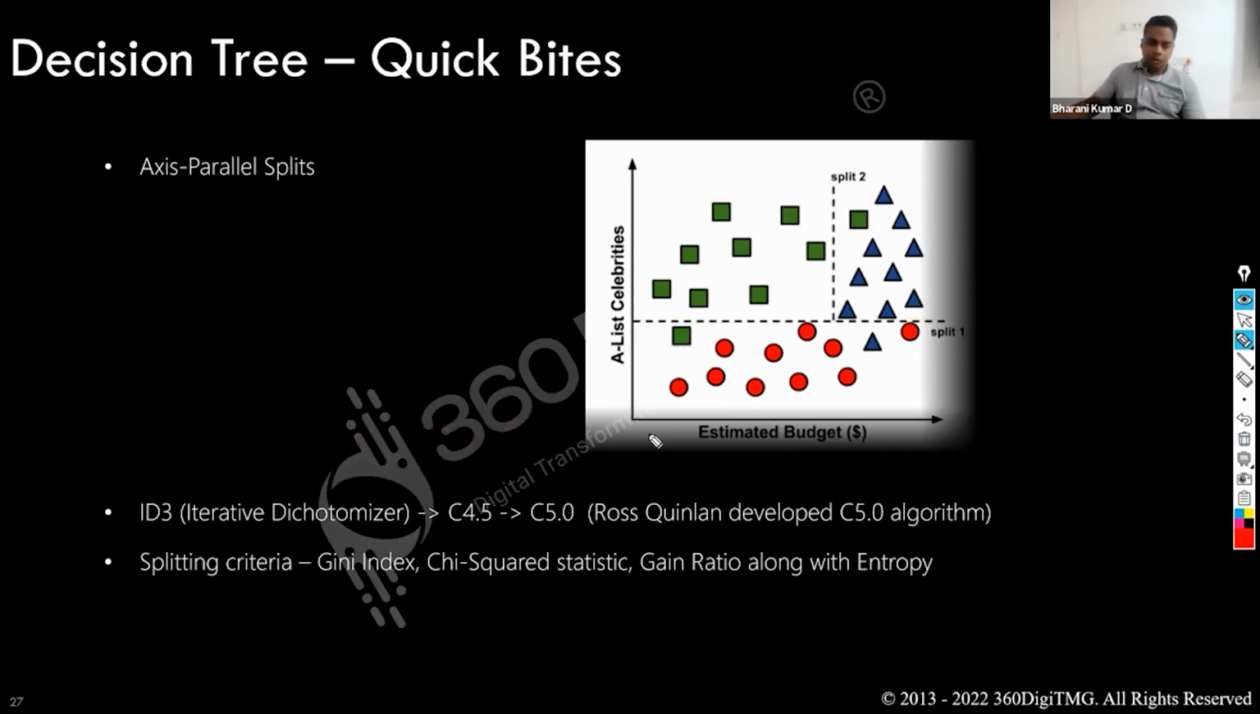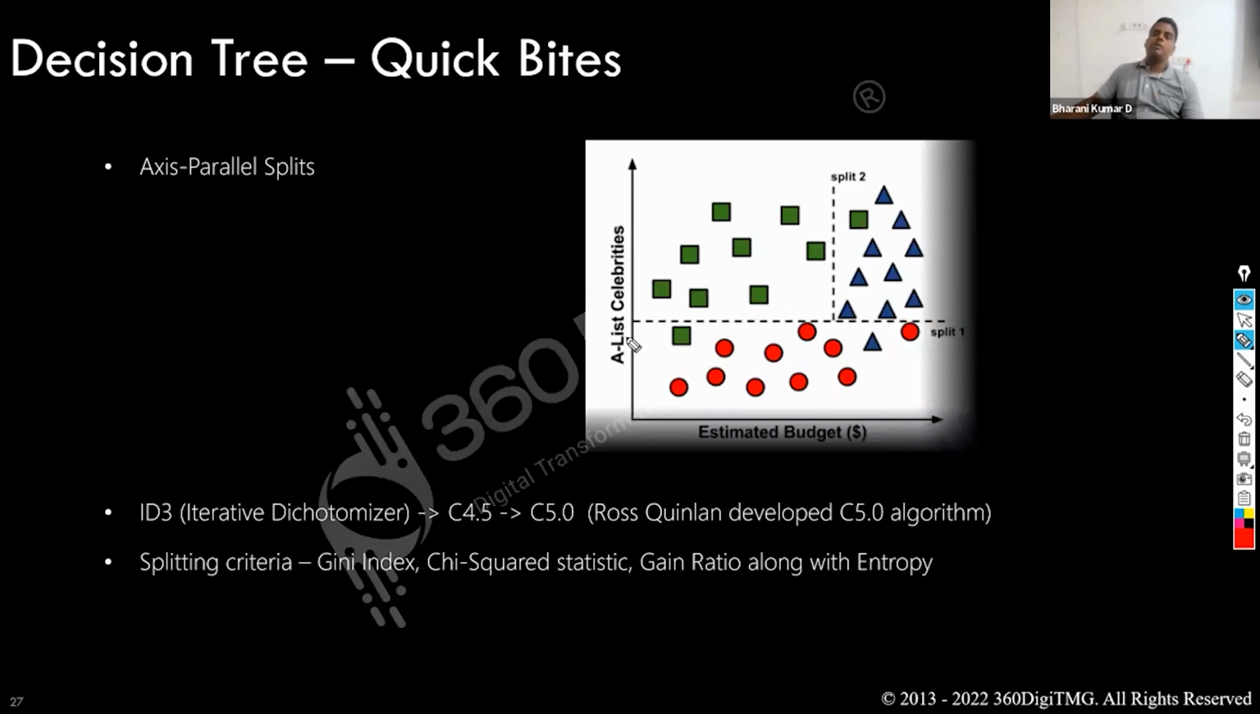Whereas if you look at a few other algorithms, what they do is they come up with a split like this. Okay, and maybe like this. So what will happen? Anything which is below here will be red. Anything above that would be green. Anything which will fall here would be blue. That is how you split. Okay, but when it comes to decision tree, this flexibility is not there. Whereas other algorithms can come up with this kind of a split.